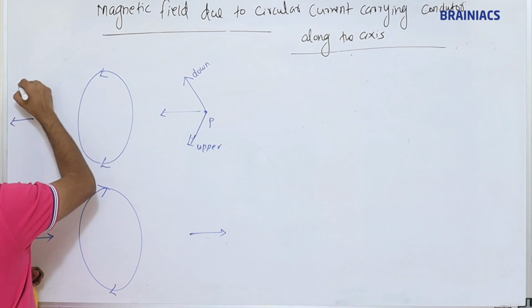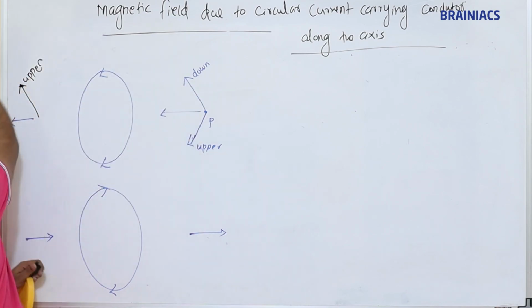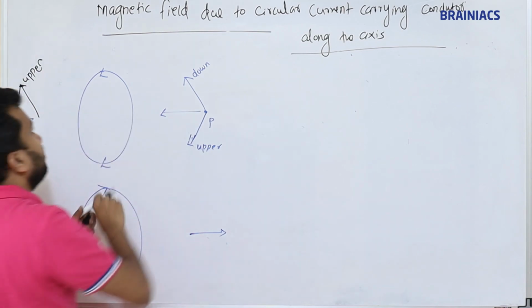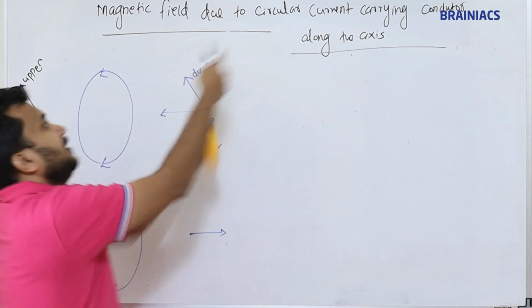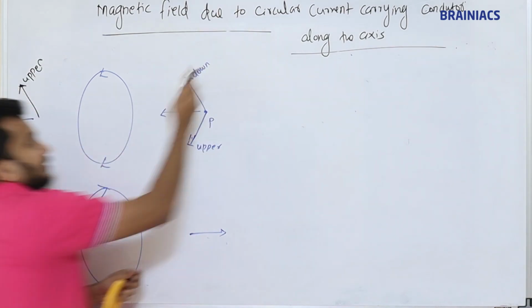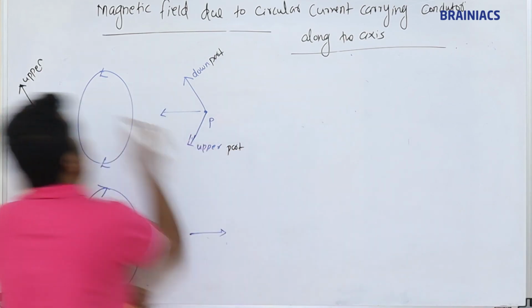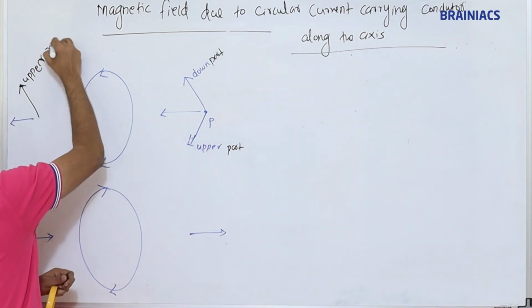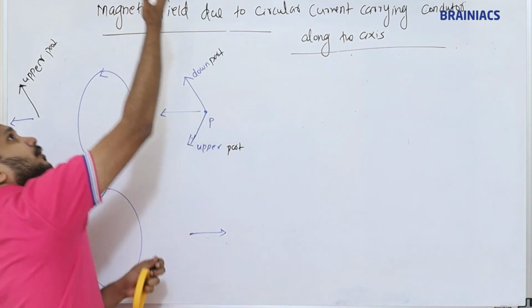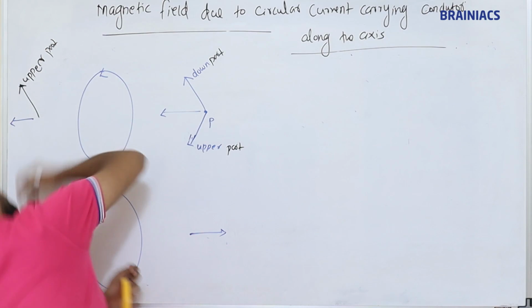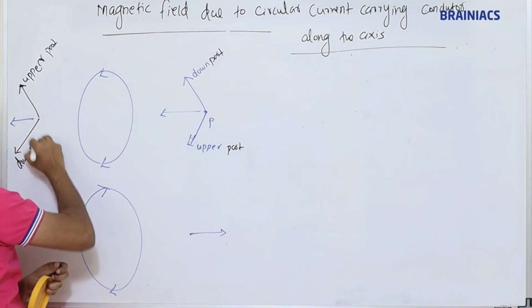So this is basically the contribution from upper only. This upper is rotating and coming like this, but here because of this one, the magnetic fields are going upside. Here because of the down part, we will write upper part, down part. So this is the upper part. The down part is giving a magnetic field like this, and this is coming and going upside, and coming down. So this is again the down part.